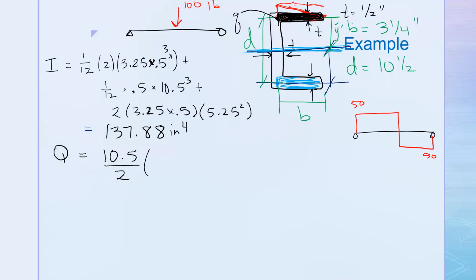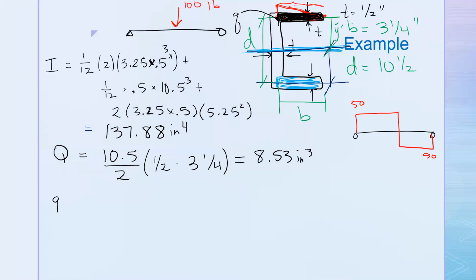And now times the area. Now that area is the thickness, which is 1/2, times b, which is 3 1/4. That's going to give us some value of Q, and we could use this to get little q. And then, what do you get for that big Q? 8.53 inches cubed.